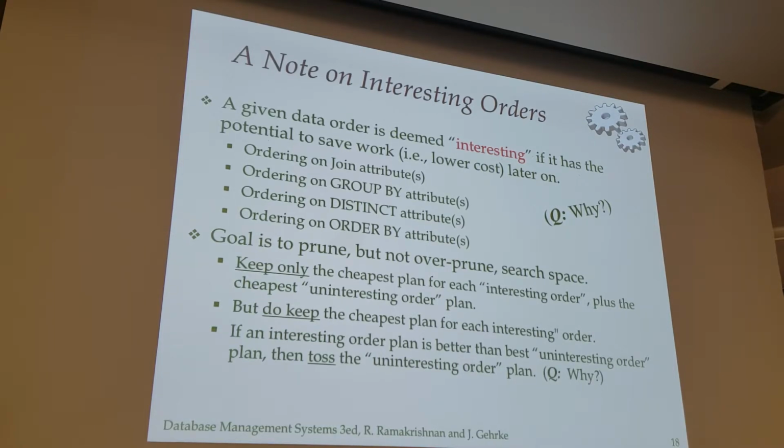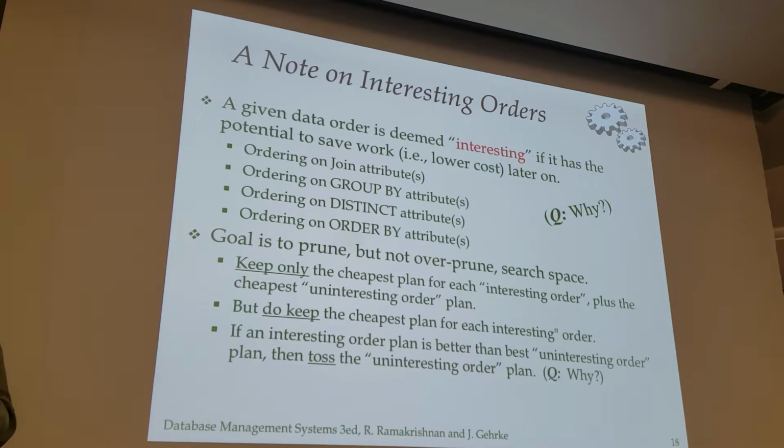Or it could be a group by attribute. If the data is already sorted by rating and I have a group by rating, having it already ordered by rating will save me doing work later using sorting or hashing. Same thing with respect to a distinct. It'll be easier for me to get rid of some stuff if it's already sorted by the distinct attributes. And with an order by, obviously, if I can avoid doing the sorting because things are coming up in the right order, then that's cheaper.